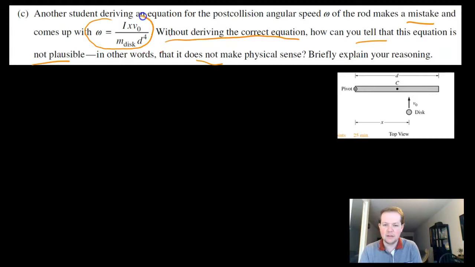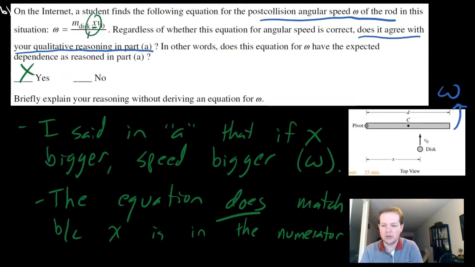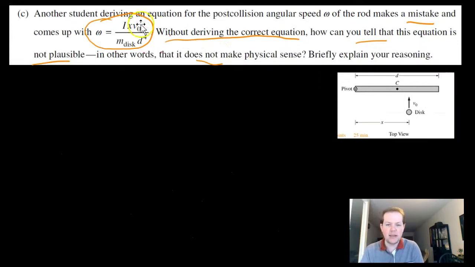Okay, so I'm going to look at this equation. How can I tell this equation is not plausible, is wrong? How do I know it doesn't make physical sense? Let's look at this equation and see what doesn't make sense. So omega is equal to I. What was I? If I go back up here, left, rotational inertia I. Oh, I is the rotational inertia of the rod.